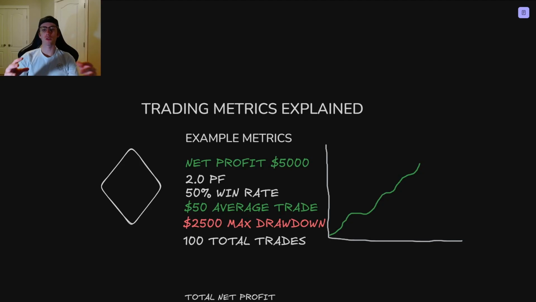So today I'm going to be going over some of the trading metrics that you might see when you're running a backtest or a strategy analyzer on a specific strategy that you're building, or an algorithm that you're building. Our example metrics for this are going to be a net profit of $5,000, a 2.0 profit factor, a 50% win rate, a $50 average trade, and a $2,500 max drawdown with 100 total trades.